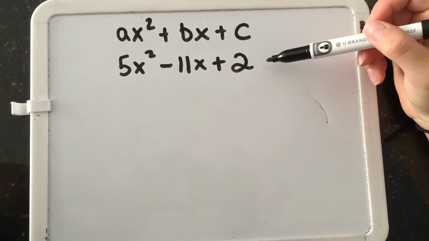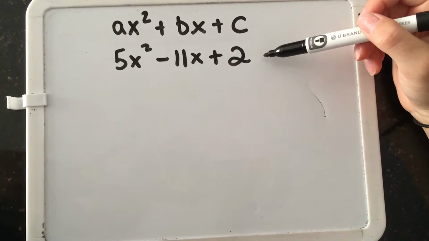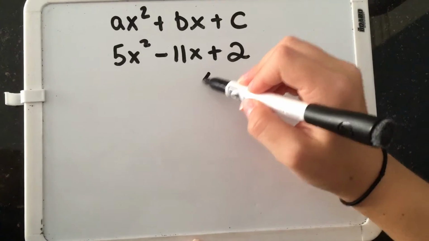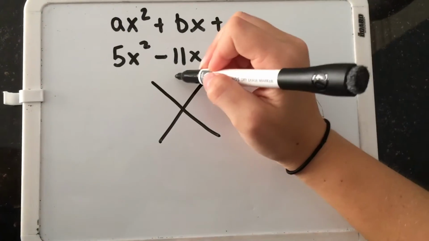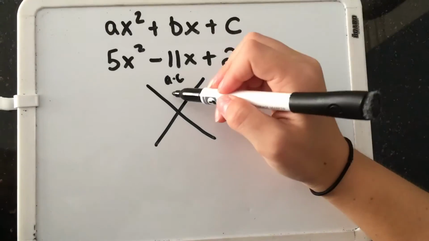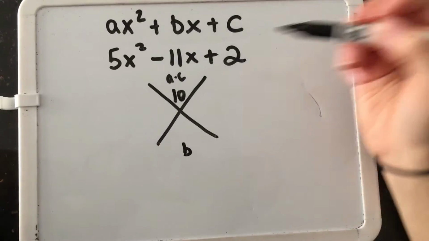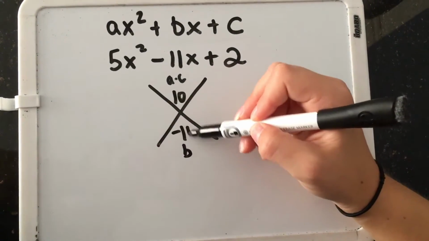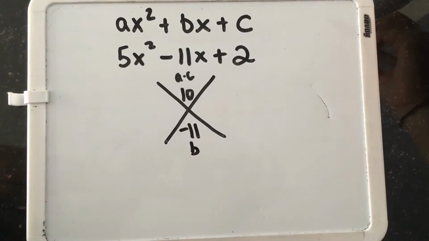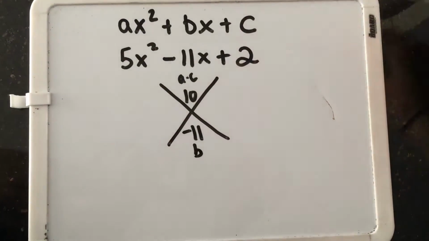For our last example, we will work through 5x squared minus 11x plus 2. A times c up here. 5 times 2 is 10. And our b term down here, which is negative 11. So the factors need to multiply to equal 10 and add to equal negative 11.